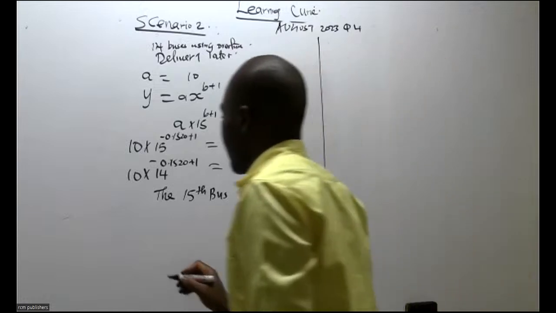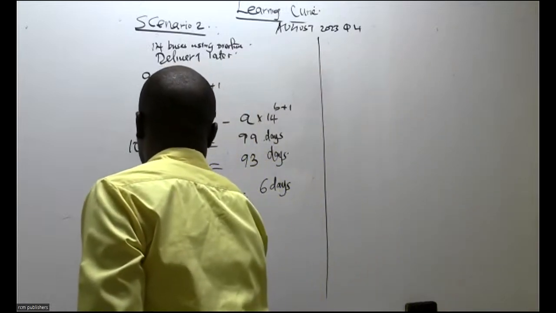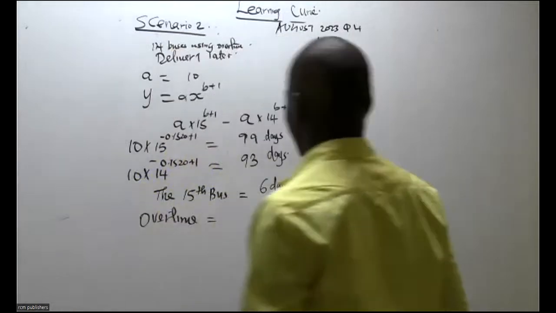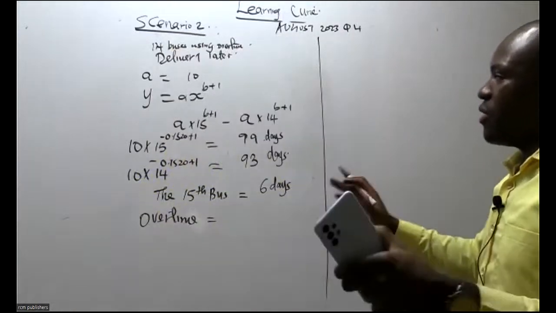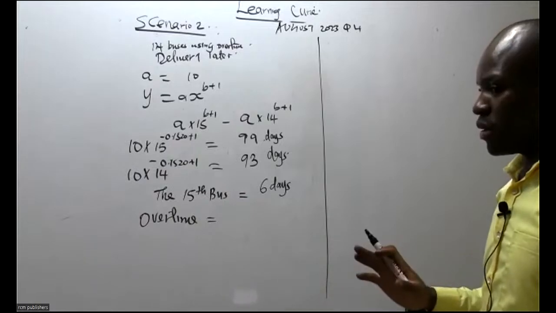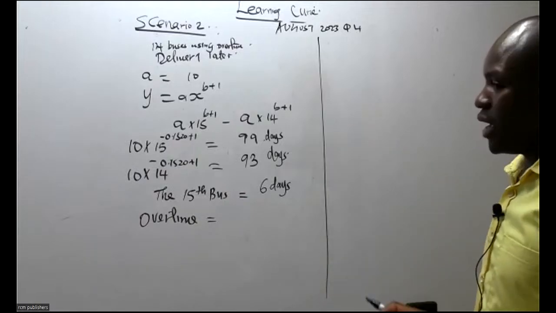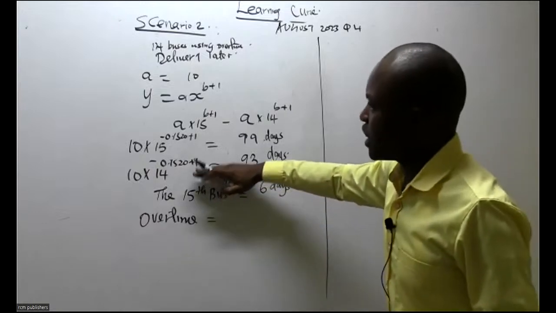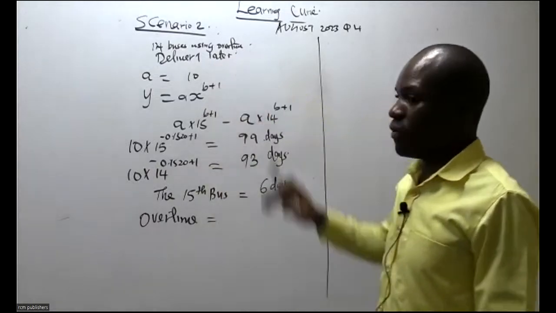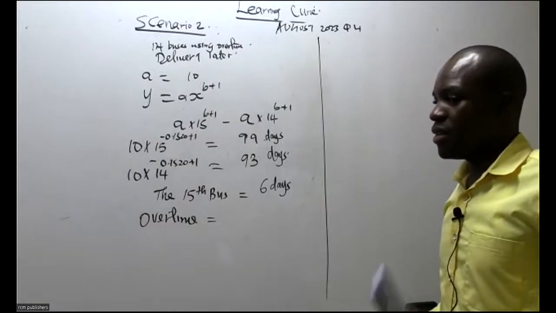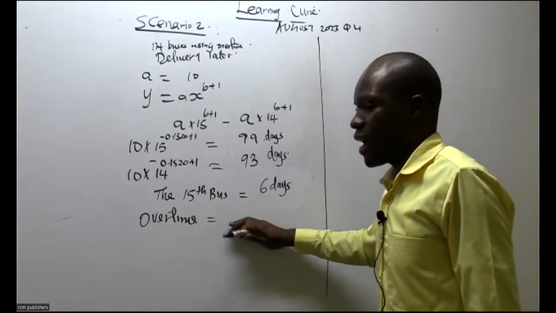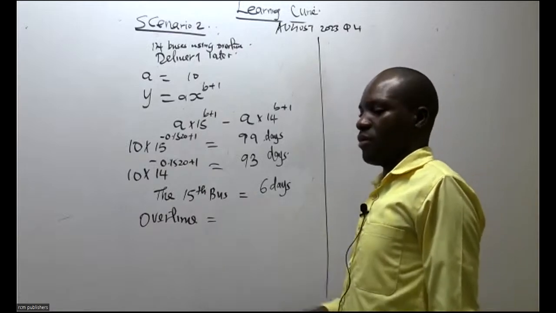Good. Having done that, overtime, how much is it? Someone to help me get overtime. In a normal working week, the normal working days should be 92. But for you to produce the 14 buses by use of overtime, you've taken 93 days. My question is, how many days are there under overtime?